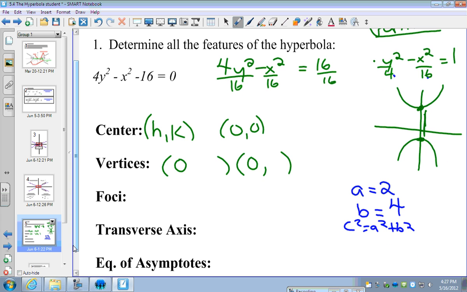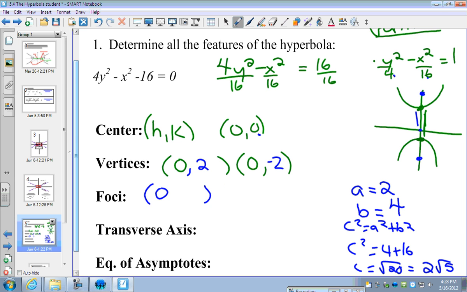So that means c squared is equal to 4 plus 16. C is equal to the square root of 20, which is 2 root 5. Okay? So my vertices, the length between here, the center, and a vertex is going to be a. So I'm going to add a and subtract a from my center. My foci are also going to be here along that same line, so this is going to stay the same.